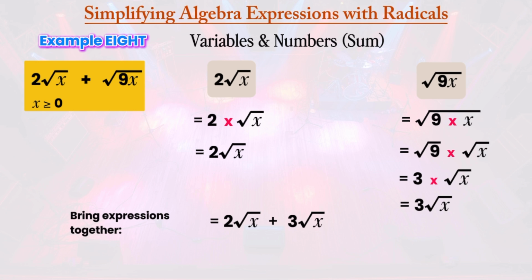For those of you who noticed that more can be done, you are correct. Both added expressions have the like term, which is the square root of x. Therefore, we can add them together to get 5 times the square root of x.